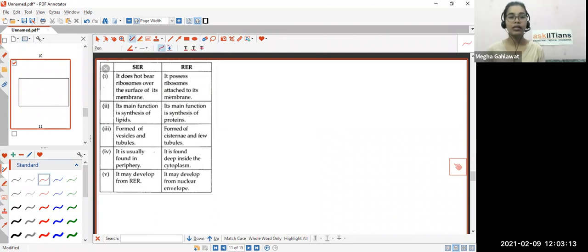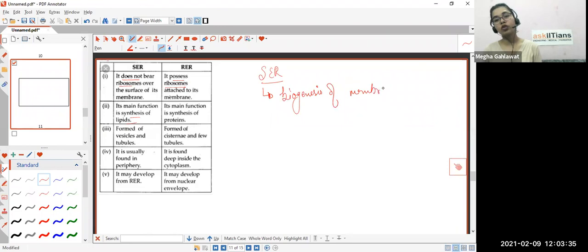Now, what do you see? SER does not have ribosomes. RER possesses ribosomes. On top of that, the major function of the SER is the synthesis of lipids. Since the smooth endoplasmic reticulum is doing the synthesis of lipids, it is also known to do the biogenesis of membranes. Now, these membranes could be the membranes of cell organelles or the cell membrane or plasma membrane, however you want to call it. And biogenesis means making up of membrane.